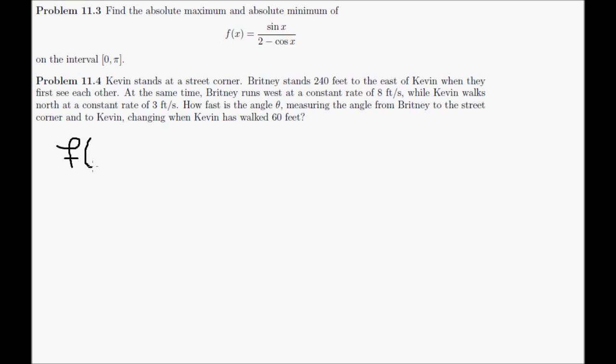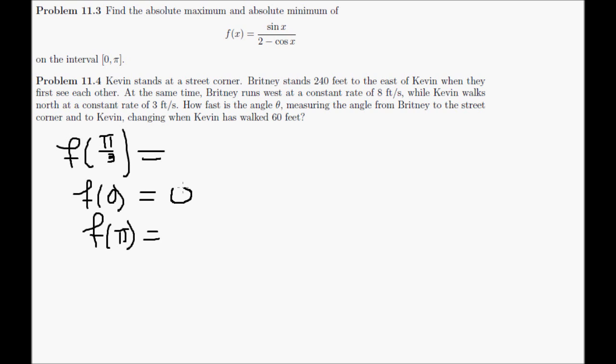We have to check out pi over 3. We also have to check out f of 0. And we also have to check out f of pi. Okay, we need to check the endpoints, and we also need to check the critical point. F of 0, sine of 0 is 0. F of pi, sine of pi is 0, so those are easy.